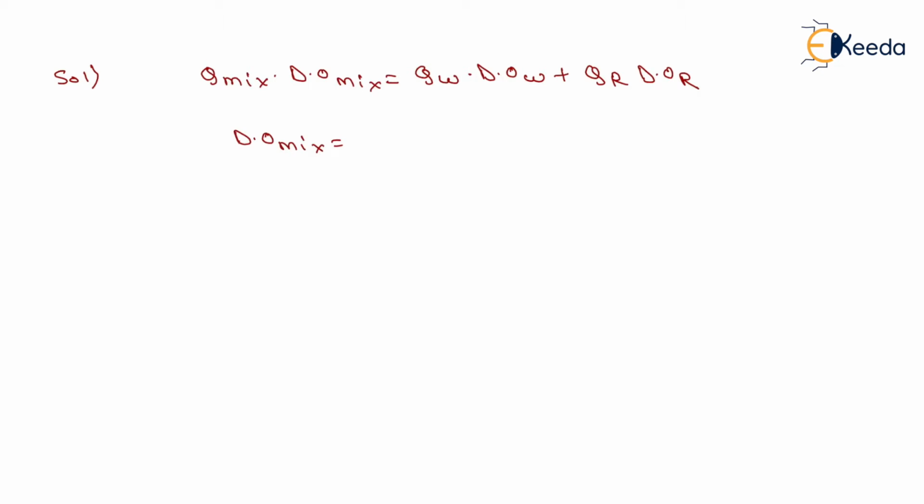Now we know the formula: discharge of mix into dissolved oxygen of mix will be equal to discharge of sewage water or wastewater into DO of wastewater plus discharge of river into DO of river, that is the dissolved oxygen of river. Now we want to compute the dissolved oxygen of the mix here. What will be the discharge of wastewater? It will be 1.10 and the dissolved oxygen will be 2. What will be the discharge of river water? It will be 8.7 and the dissolved oxygen of river is 8.3.